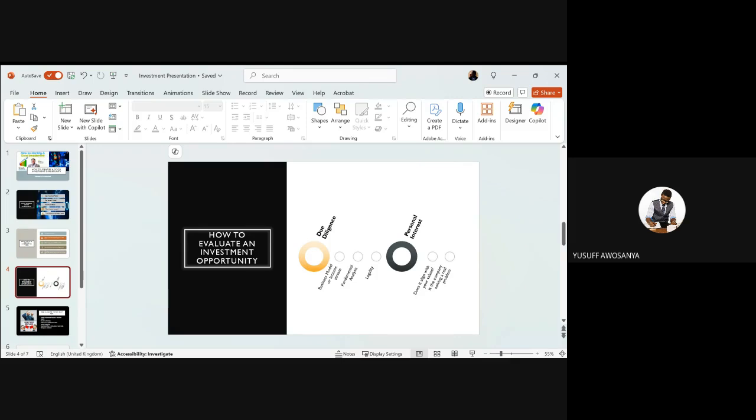So these are the things we need to review. That's why I said, if you see one investment, for instance, it might be good to someone else, but to you, it might not be good because it does not match with your own goals, right?